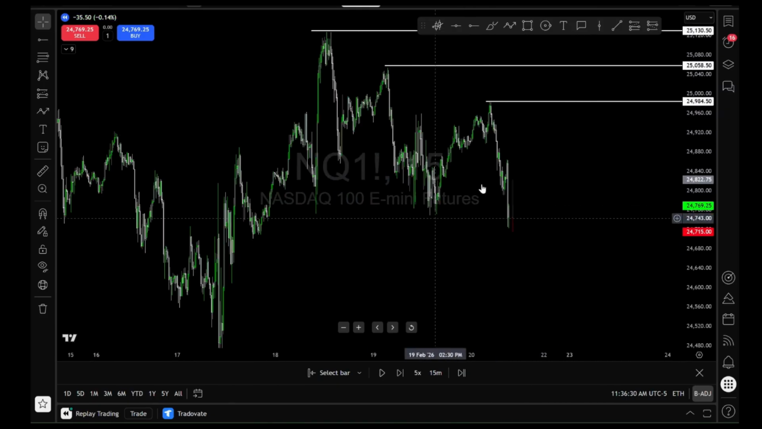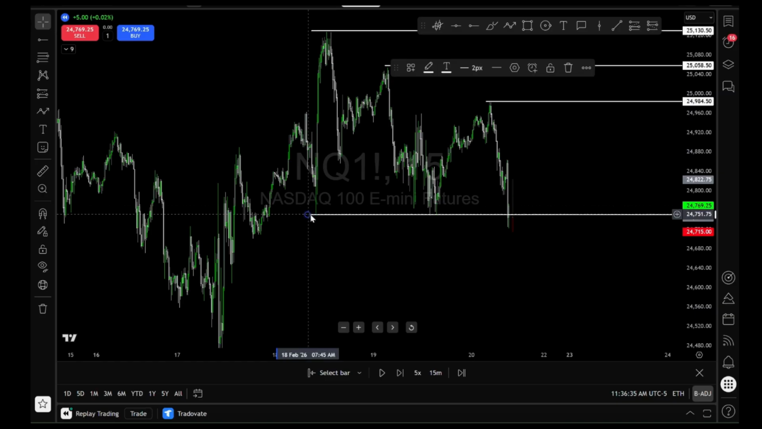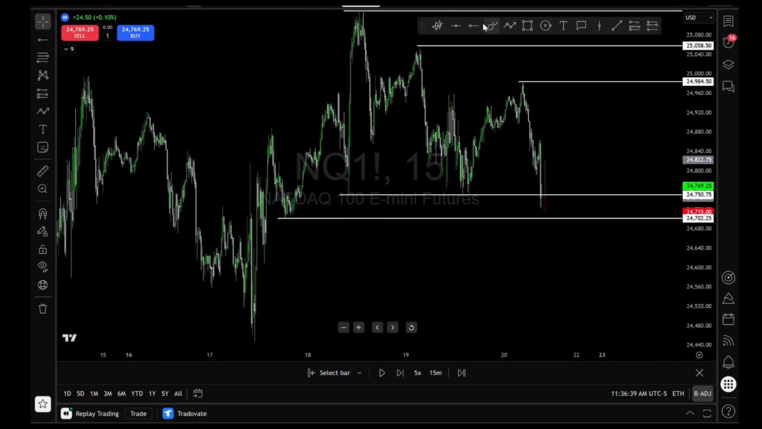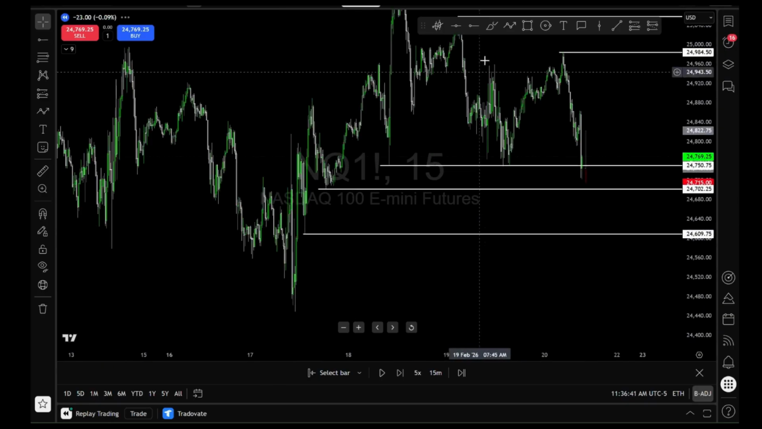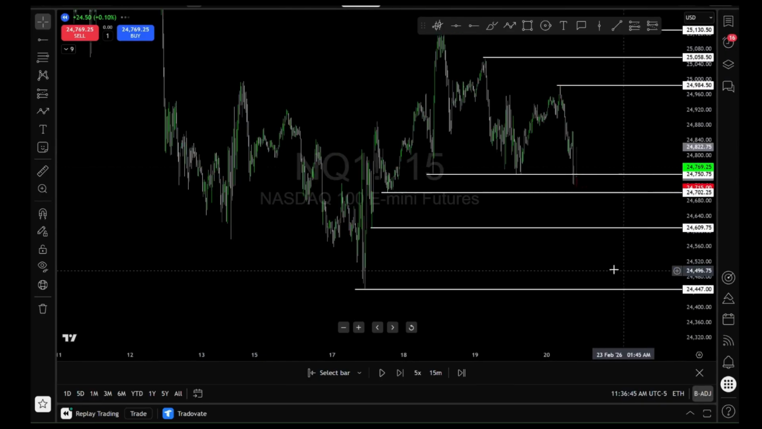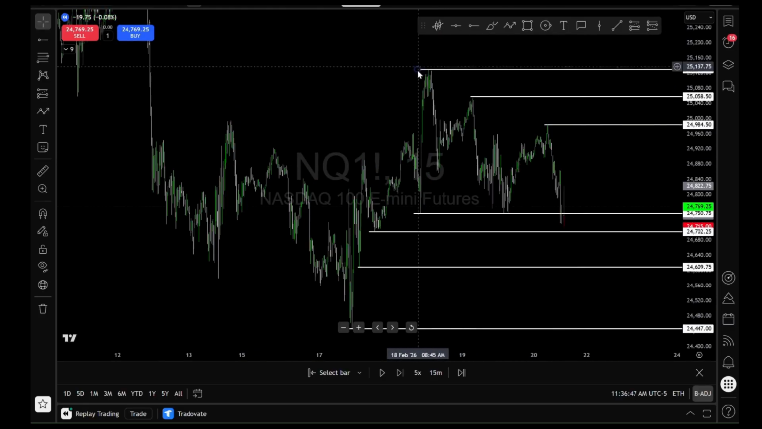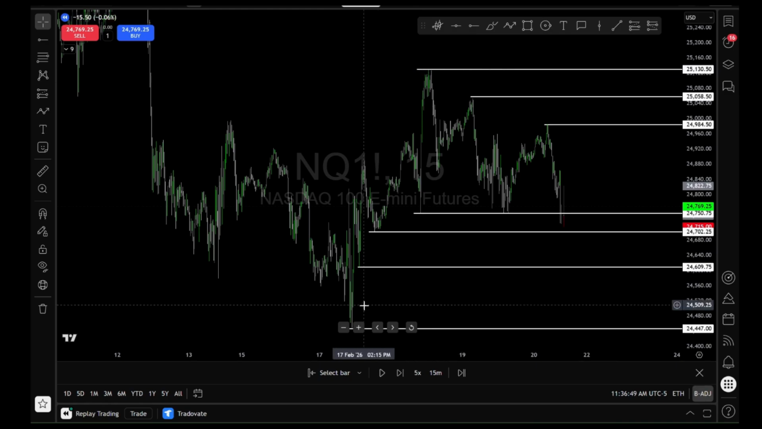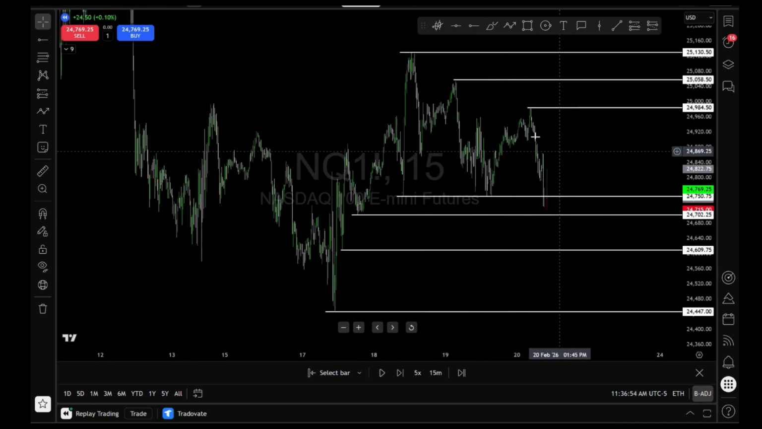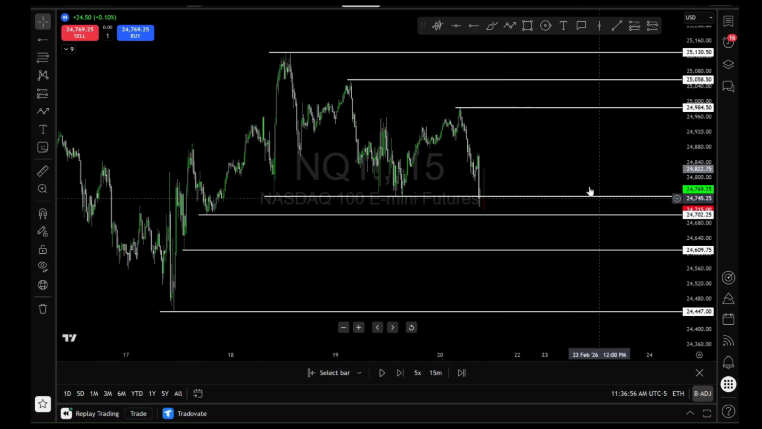Okay, and then I want to do the same thing for sell side liquidity, which are these lows, this low. We have this low, and then we also have this low. Okay, so we now have our external high, external low, and then these are all internal liquidity highs and lows. So this is our range, right?